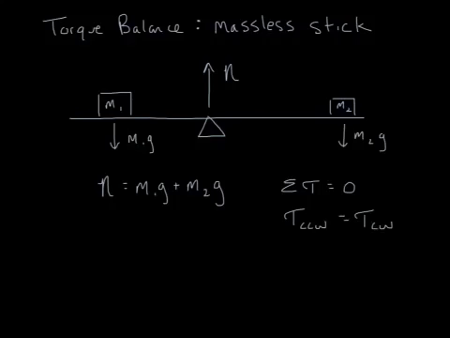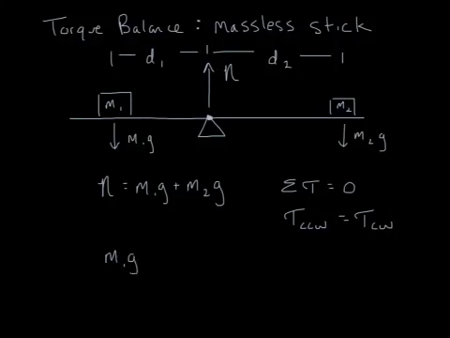So I have two torques going on in this problem. The normal force does not create a torque because it's applied right at the axis of rotation, which means its D would be 0, so it doesn't produce a torque. But M1 and M2 both produce a torque, because M1 is some distance D1 from the axis of rotation, and M2 is some distance D2 from the axis of rotation. My counterclockwise torque is produced by M1 because M1 wants to make the left side go down, making the whole thing turn in a counterclockwise direction.